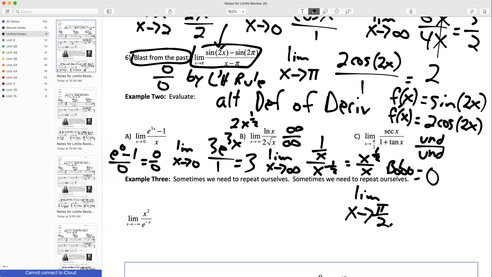Here's another thing that's on the cheat sheet: trig derivatives. What's the derivative of secant of x? Secant x tangent x. And the derivative of tangent? Secant squared.